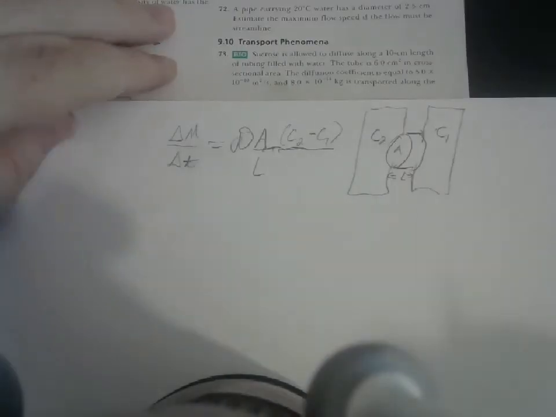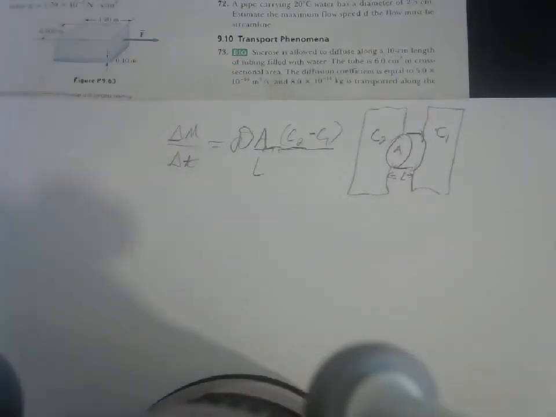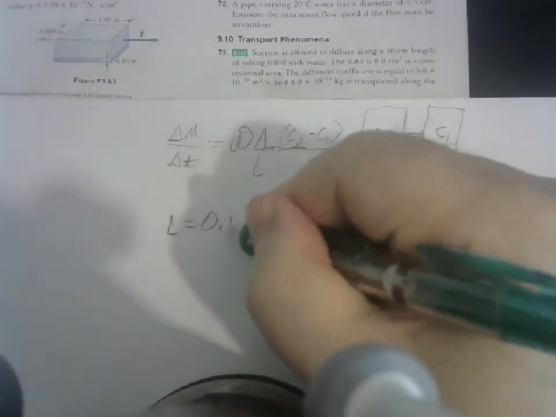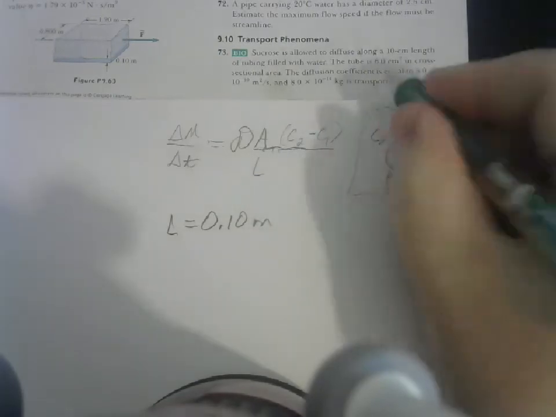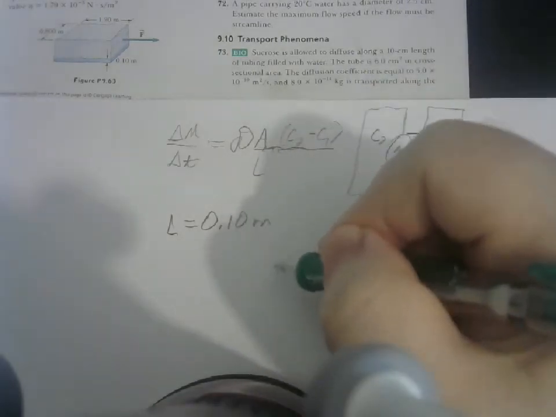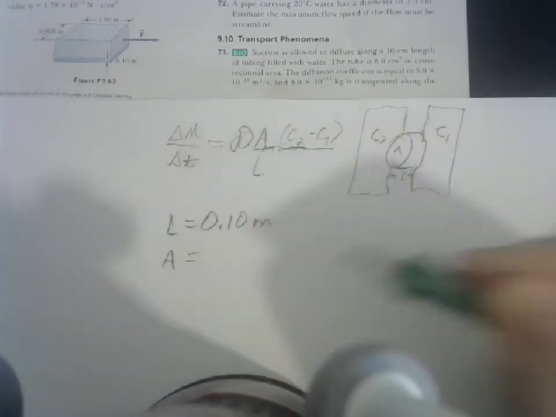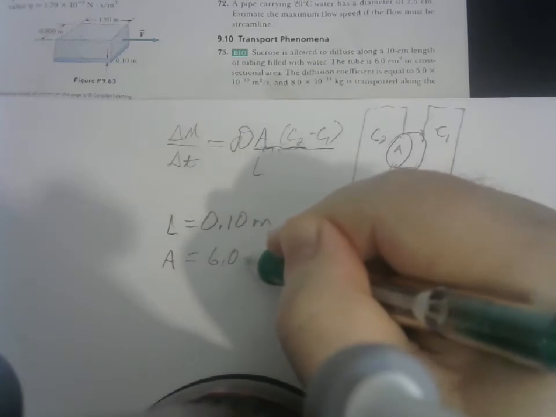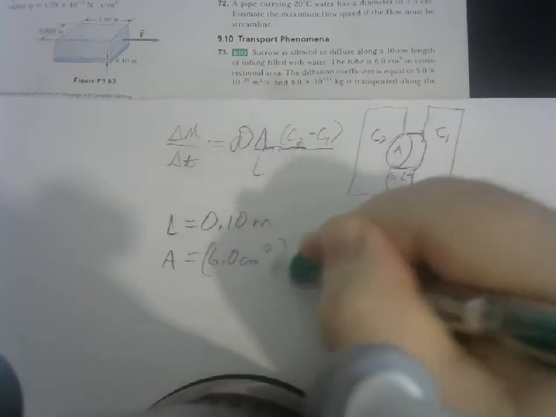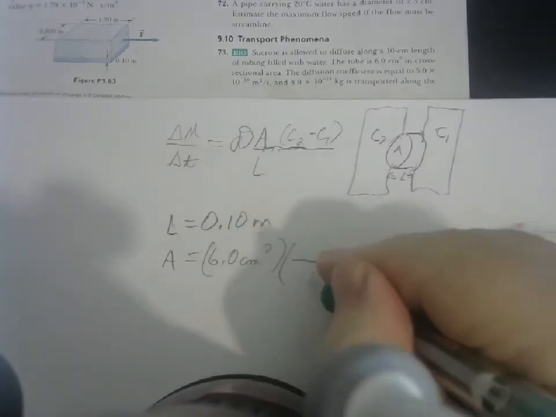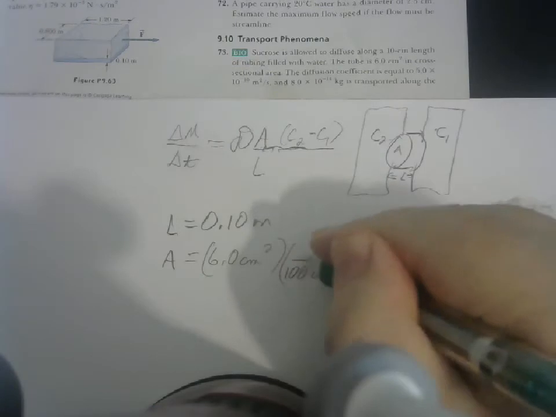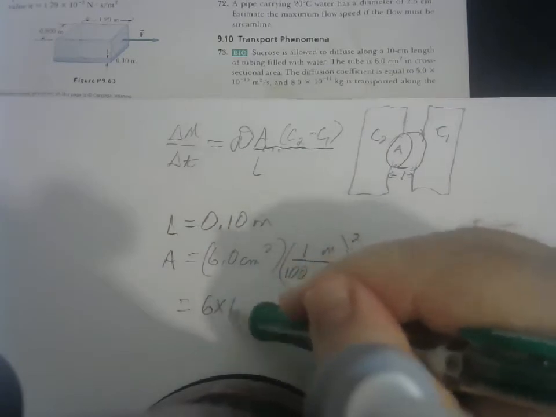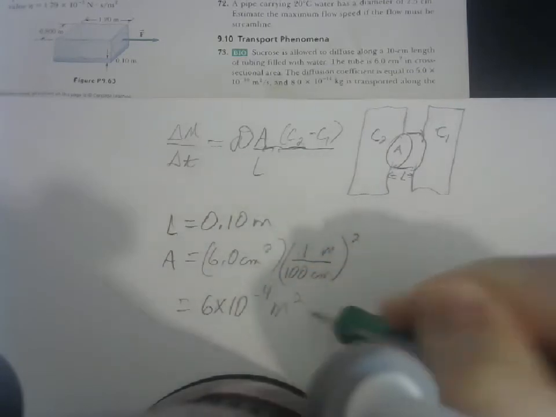It says sucrose is allowed to diffuse along a 10 centimeter length of tubing filled with water. So that means L equals 0.10 meters. The tube is 6 centimeters squared in cross-sectional area. So that means the area is 6.0 centimeters squared, and I'm going to convert that in line. There are 100 centimeters per meter, squared. So that will be 6 times 10 to the negative fourth square meters.